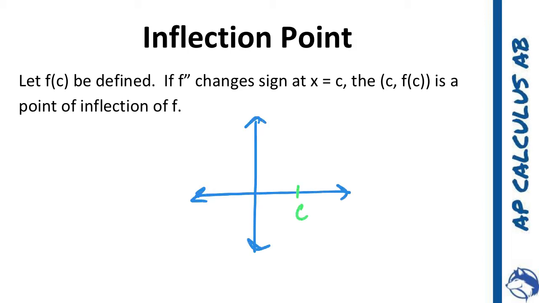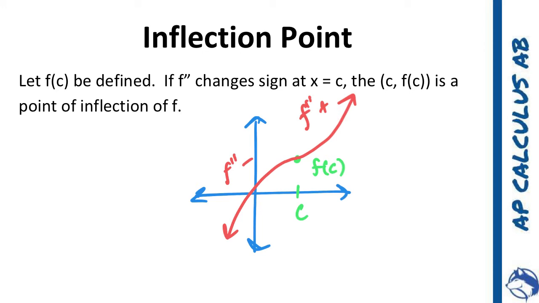and this is my c, and say this is my point f of c, and I had my curve come in here, and this went from an upward to a downward. Well, in this scenario, it'd be downward to upward. f double prime was negative at this point, and f double prime becomes positive. So when it switches signs, it's going to have a point of inflection.